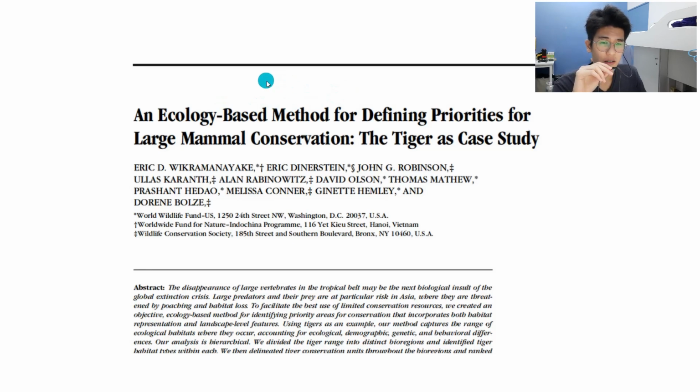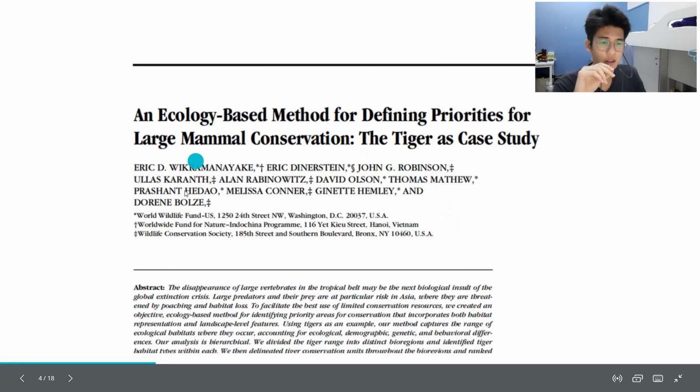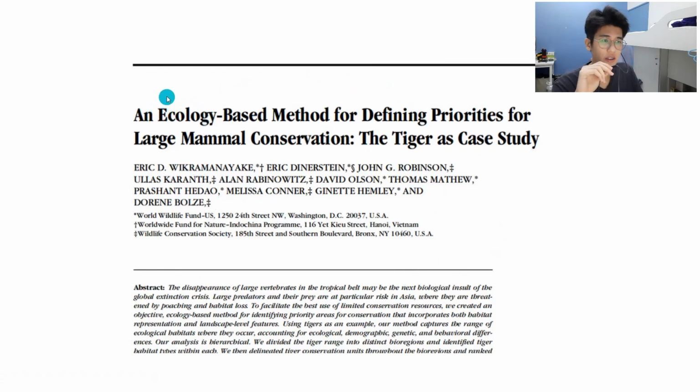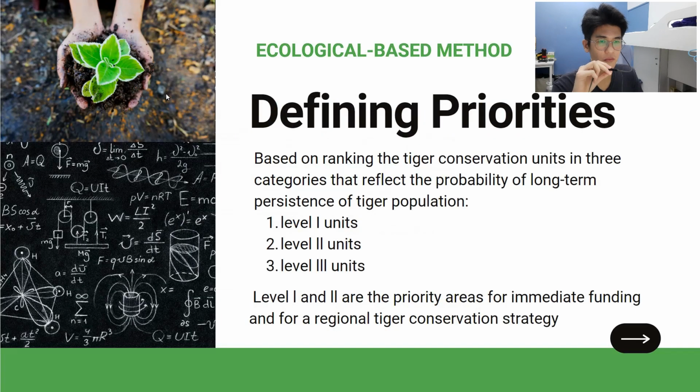This slide shows the case study that was published in 1998, which was a long time ago. But this case study is still being continued, because it is not just for a period of time, it is for a long time, since it is a conservation study. This is an ecology-based method, meaning that everything revolves around the habitat of the animal chosen, which is the tiger.